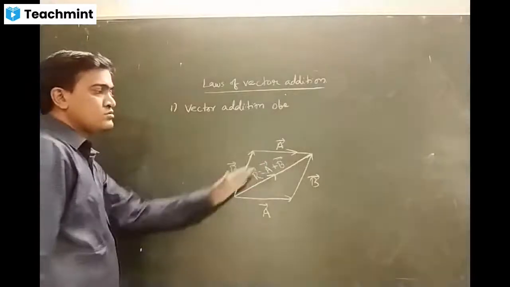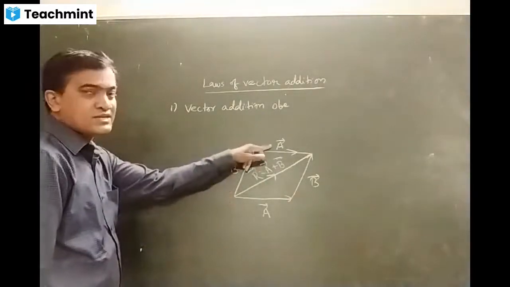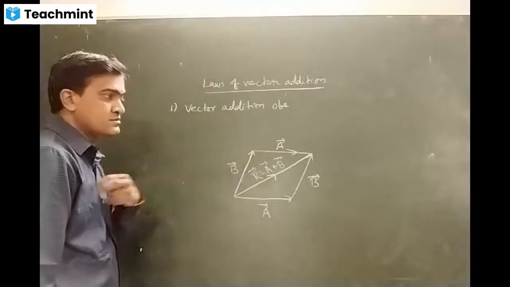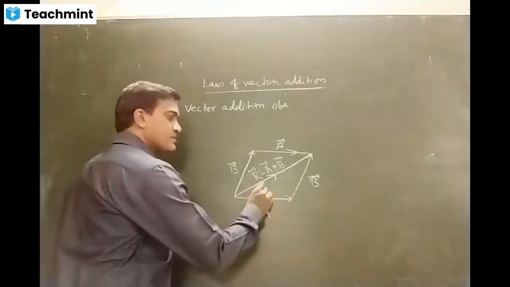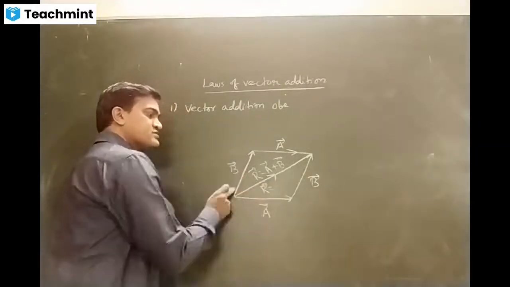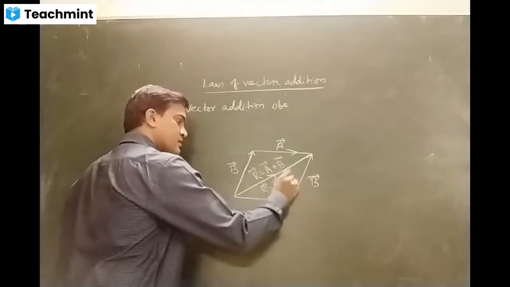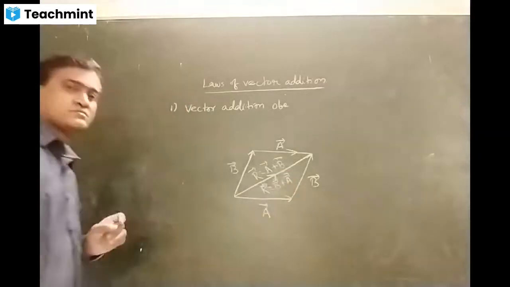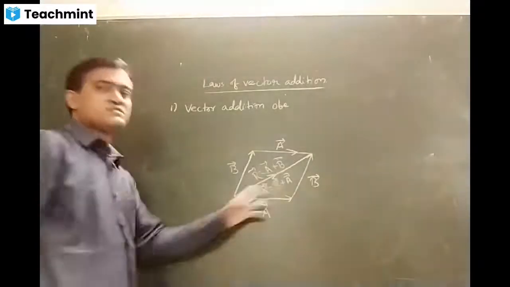Now, in the above triangle, the first vector I have taken as B bar, the second vector is A bar. Now, what is the resultant? R bar is equal to B bar plus A bar. Now, are they in the same direction? Yes, sir. They are in the same direction.